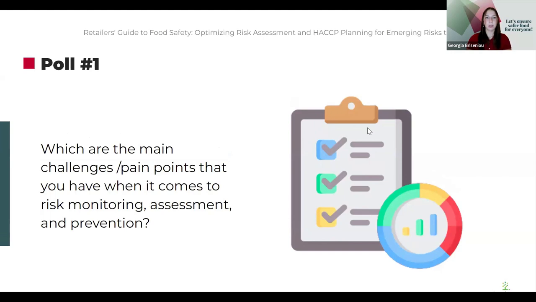We'll take about 3 minutes for this poll till we get some answers in. So again, the question is, which are the main challenges or pain points that you have when it comes to risk monitoring, assessment, and prevention? Some results are coming in already. Okay, we'll wait for one more minute.